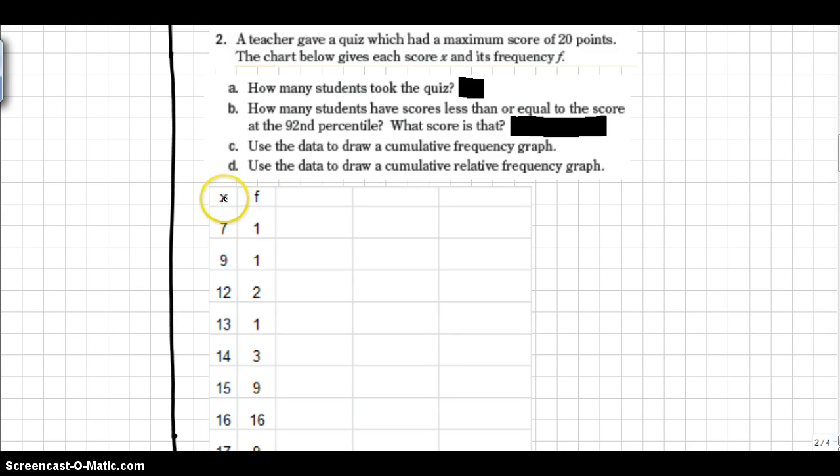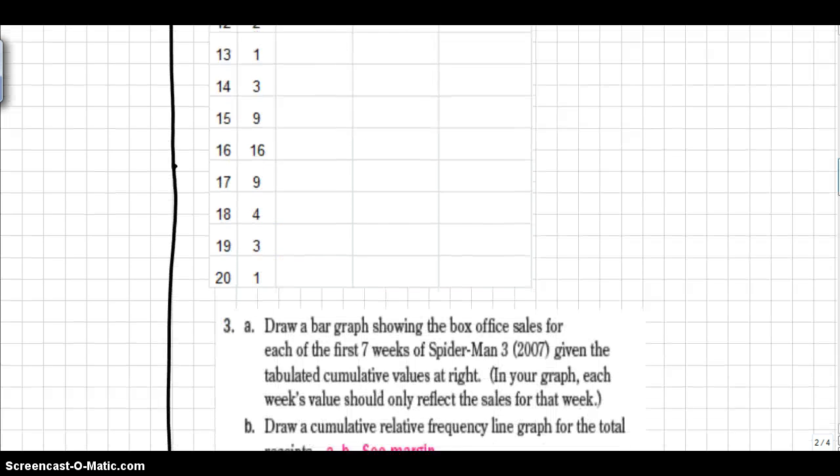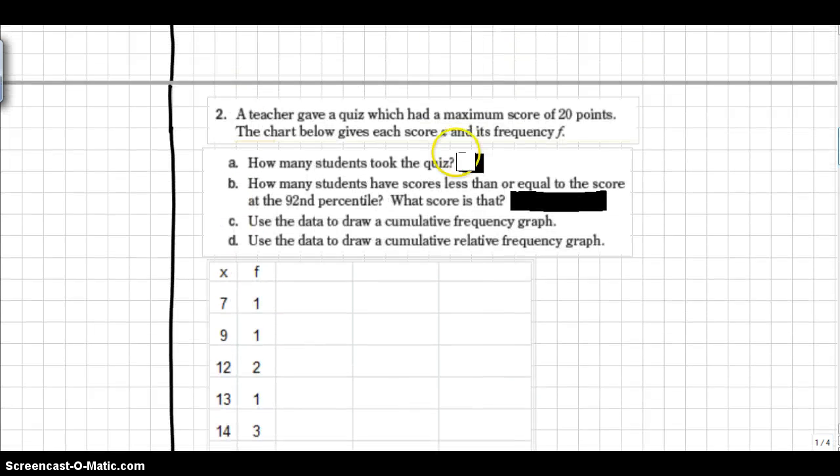If you notice here, the X's are the scores and the F is the frequency. So what you would need to do there is add up the F column. So if you add all of those numbers up, you end up with 50 students. So if you need to, write yourself a quick note here that to find out how many students took it, you'd add the frequency column together.